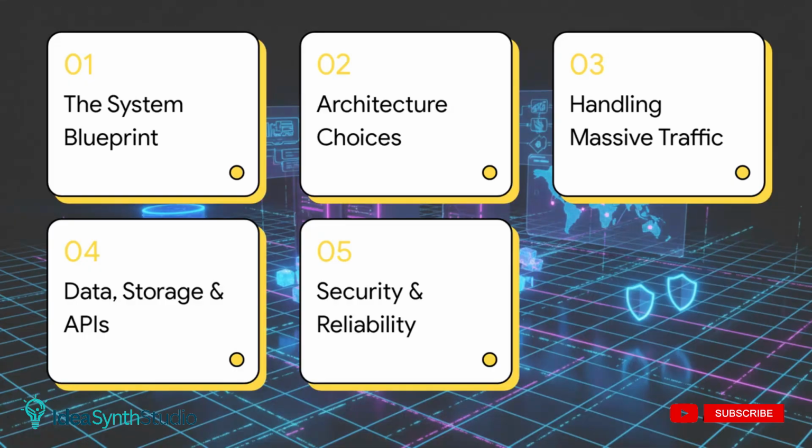So here's our game plan. First, we'll lay the groundwork with the system design blueprint itself. Then, we'll dive right into the biggest decision you can make, choosing between a monolith and microservices. After that, we get to the really cool stuff. How do you handle a massive flood of users? Where does all the data live? And finally, how do you make sure the whole thing is secure and never, ever goes down?